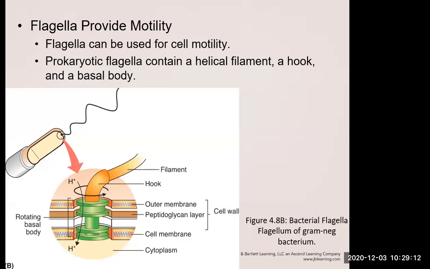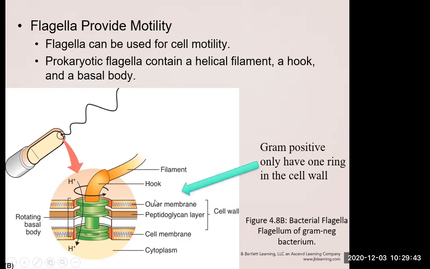So there are three parts. We have a helical filament. This is the outer part that whips around, the long part that we visualize. There's a hook in the middle that is going to connect that filament, which is made of proteins. The hook is going to bind the filament into the cell wall to a part called the rotating basal body. This rotating basal body is going to span the cell wall as well as the plasma membrane. Note here, one difference is that in all bacteria, we're going to have a two-disc system in the cell membrane. In gram-negative bacteria, we have a two-disc system in the cell wall, whereas gram-positives are only going to have one ring in their cell wall. So that's just a difference to take note of.